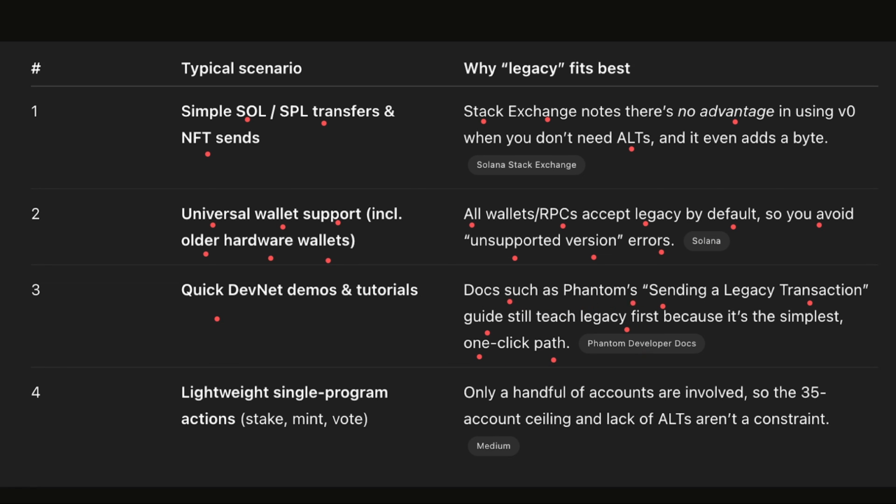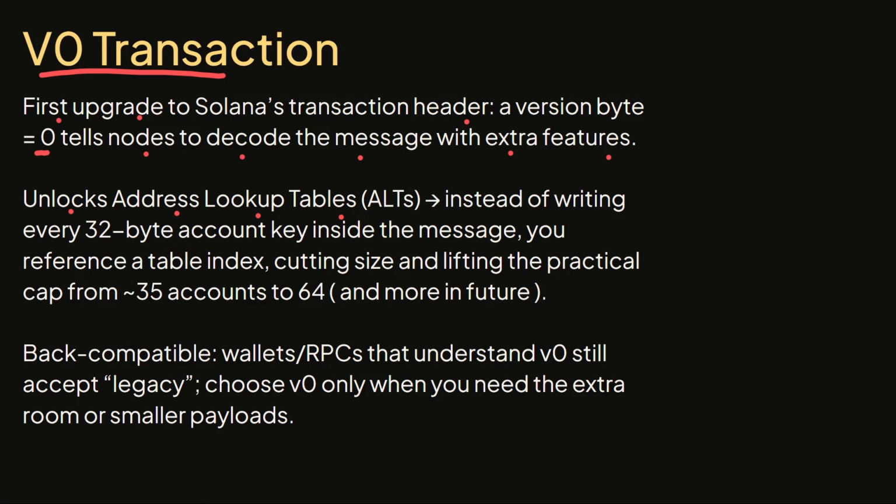Docs such as Phantom's sending legacy transaction guide still teach legacy first because it's the simplest one-click path, and lightweight single-program actions: stake, mint, and vote. Only a handful of accounts are involved, so the 35-account ceiling and lack of address lookup tables aren't a constraint.